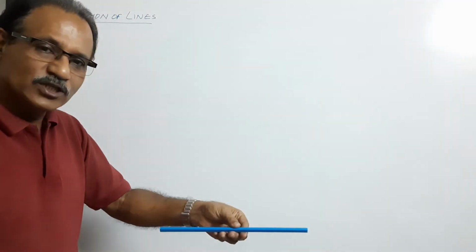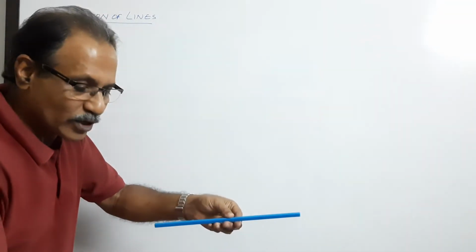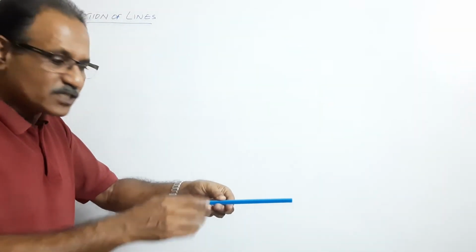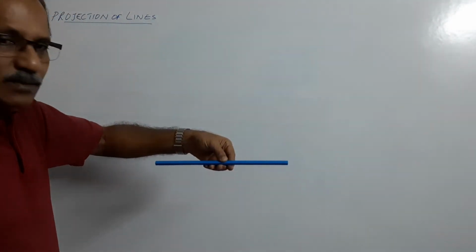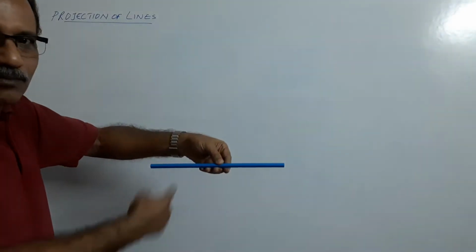Hold the line parallel to HP and VP. When you say line is parallel to HP, what does it mean? All points on the line are equidistant from HP. When you say the line is parallel to VP, what does it mean? All points on the line are equidistant from VP. So I am holding the line parallel to both HP and VP.